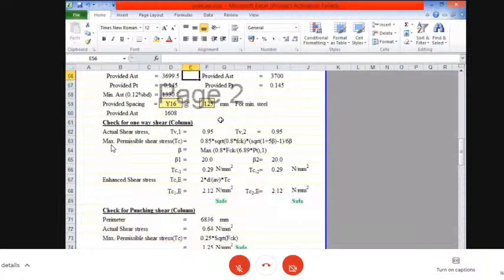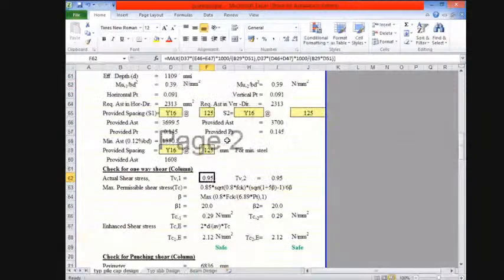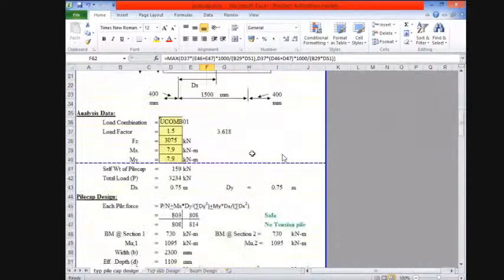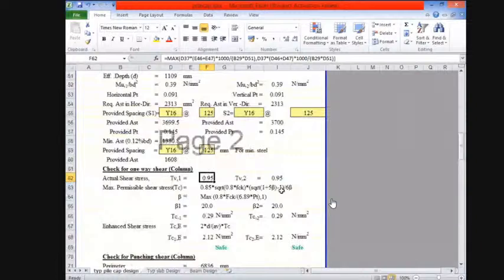Check for your one-way shear. One-way shear is nothing but, again, you have to calculate tau V, which is again Vu by bd. You will get that shear in both directions, just as you get the moment in both directions. Similarly, you have to calculate the shear for both directions. So you have to calculate the actual shear stress.